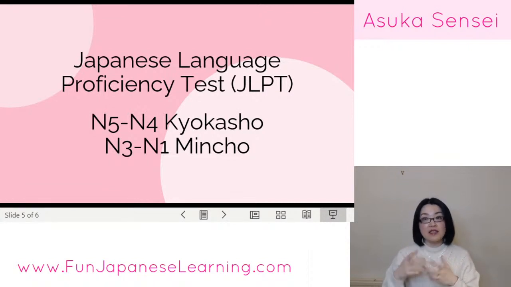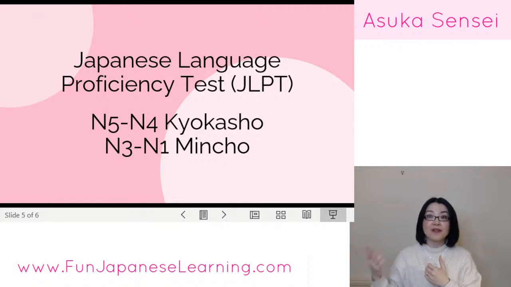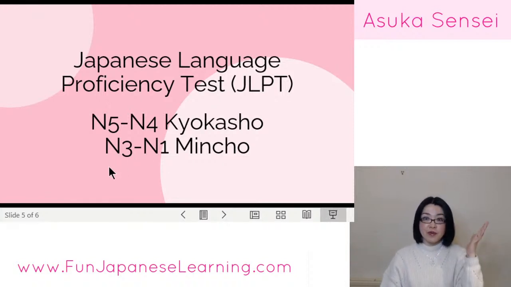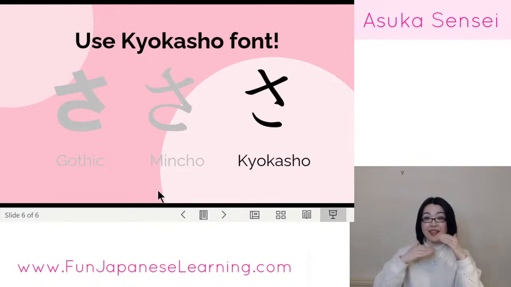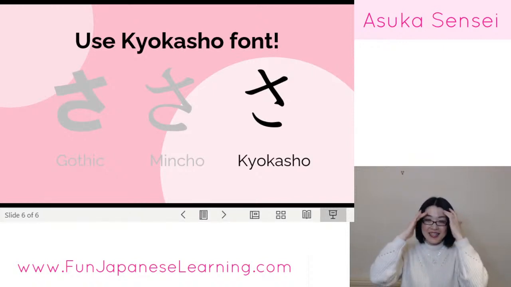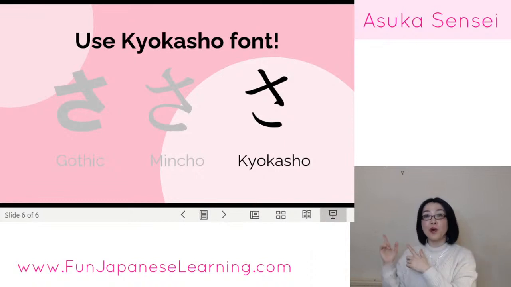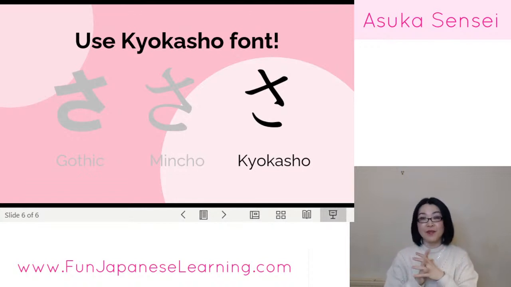And then for reading, our daily reading materials like magazines, newspapers, or websites are normally written in Mincho fonts. So that's why the upper level learners practice reading Mincho fonts. So when you think of the hierarchy, the steps of how we use these fonts, the beginner level definitely needs to use kyokasho fonts, because that's the font where you can memorize the correct shape of each hiragana letter, each katakana letter, and each kanji character.